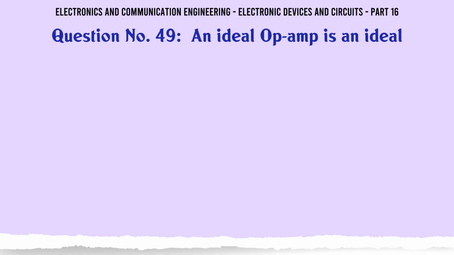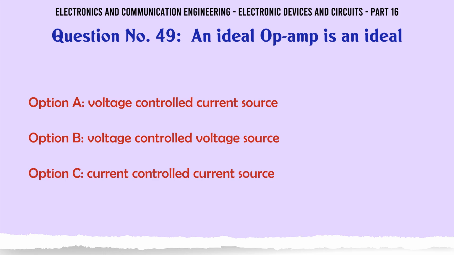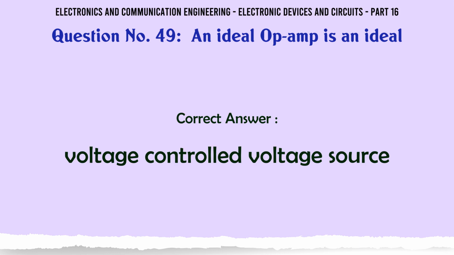An ideal op-amp is an ideal A. voltage-controlled current source, B. voltage-controlled voltage source, C. current-controlled current source, D. current-controlled voltage source. The correct answer is voltage-controlled voltage source.